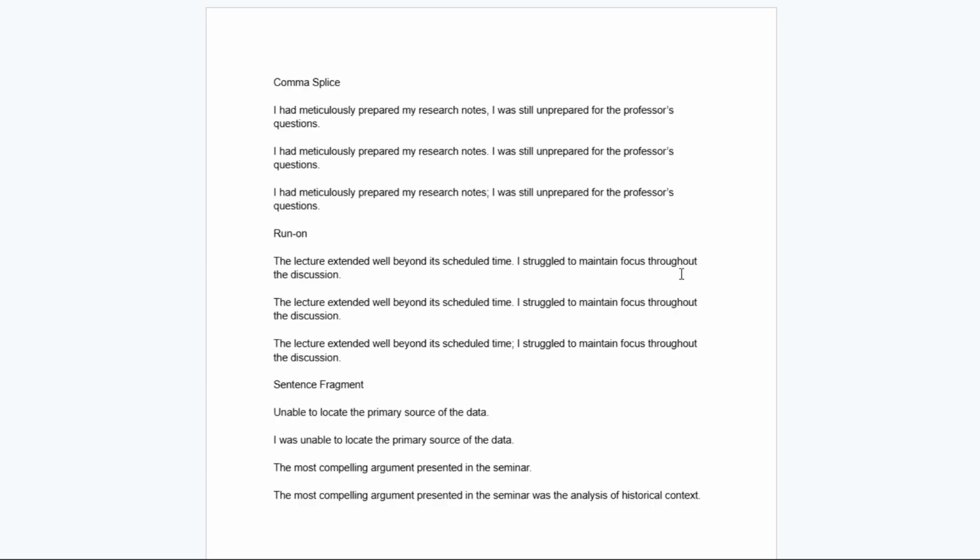So a comma splice is just two independent sentences joined together by a comma, which isn't strong enough. A run-on is two independent sentences with no punctuation or anything to combine the two. And a fragment is an incomplete sentence that's missing a subject, a verb, or just a full idea behind it.